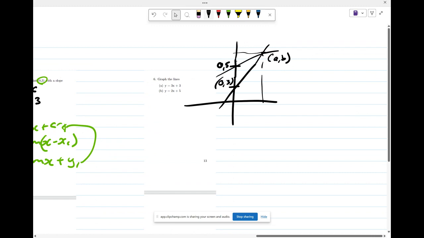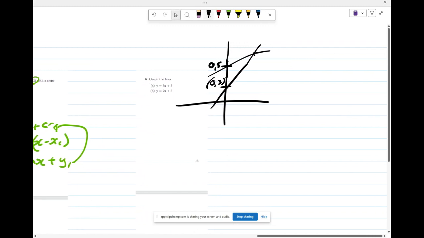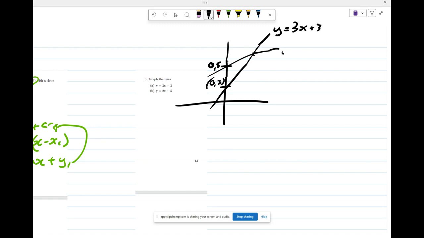But we don't really want to do that. That would take time. But if we know that this is our equation for y equals 3x plus 3, and this is our equation for y equals 2x plus 5, we can see that where they cross, the two equations are equal to each other. So here y is equal to 3x plus 3 and y is equal to 2x plus 5. So we can set y equal to y. So that's 3x plus 3 equal to 2x plus 5.